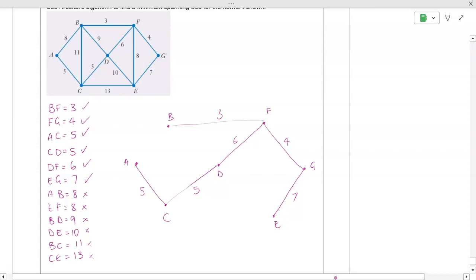So that's what Kruskal's algorithm is: putting it into order and then filling it in from there. So long as all the vertices are connected to something and there's no cycles, that's where we get that minimum spanning tree for Kruskal's algorithm.